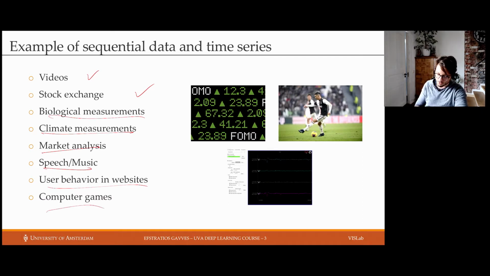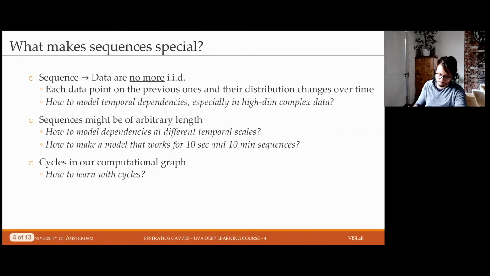Basically, the point that I'm trying to make here is that, in fact, most of the things can be assembled in sequences in reality, right? The fact that we don't have data in sequences is more of a choice rather than what reality dictates. So finding models that can work with sequential data is very important.